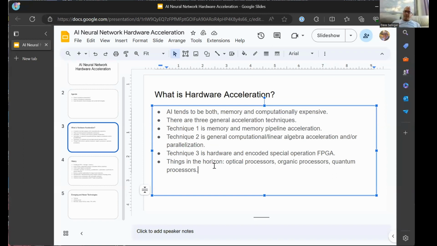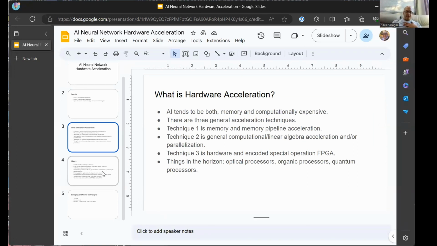And then finally, quantum processors, which I think are far enough in the future that unless somebody has something specific, I would just use that to seed our brains. Any other thoughts or feedback on my question about what, and then I'll go to the history.